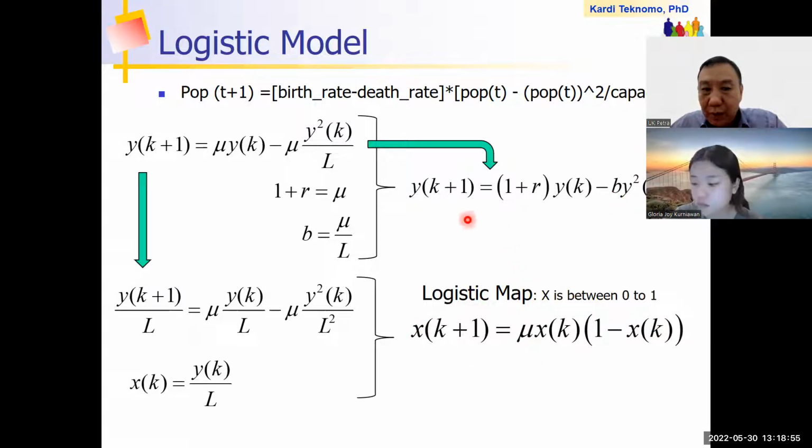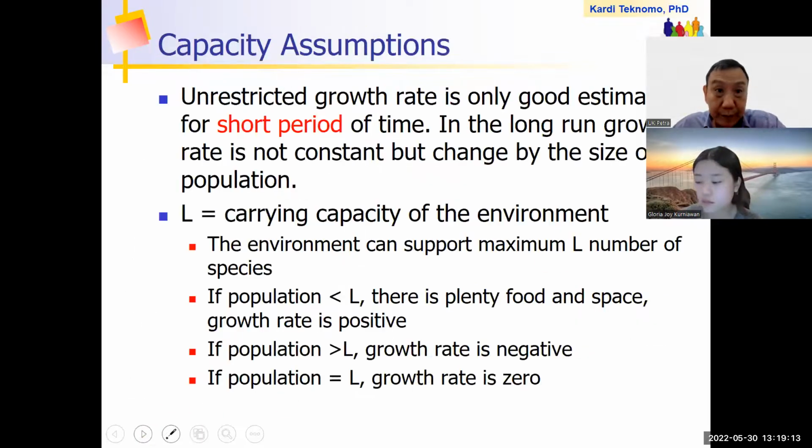But b actually depends on mu and L. L is the carrying capacity from a while ago. So we just simplified it. It seems like this is a different model, but actually it is the same model. Okay, so let's go to the assumption.